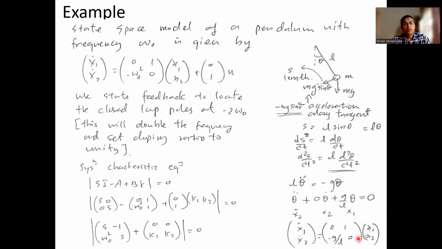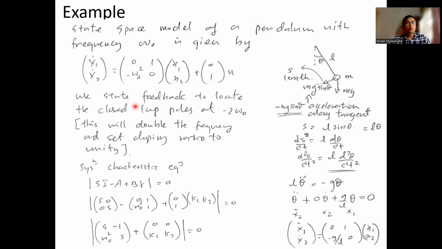So now you can actually write it this way. This minus G over L is actually omega 0 square, the resonant frequency, right? Or frequency of oscillation.